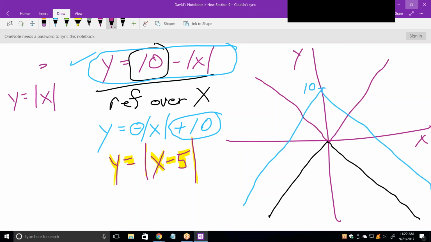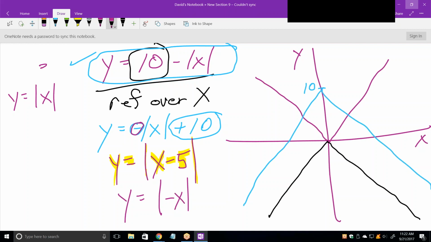But the basic key is that all of your horizontal transformations are inside the function. All of your vertical transformations are outside the function. This negative sign was outside the function. Therefore, it's a vertical reflection, which means a reflection over the x-axis. If I had this, that's inside the function. That is a horizontal reflection over the y-axis.